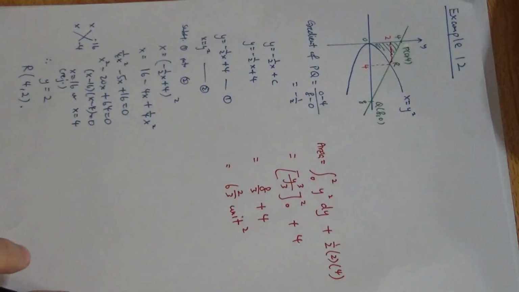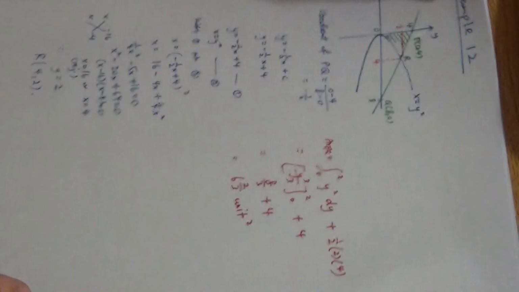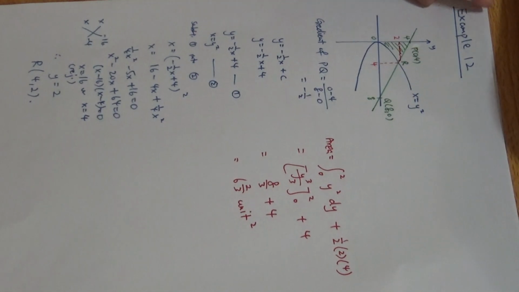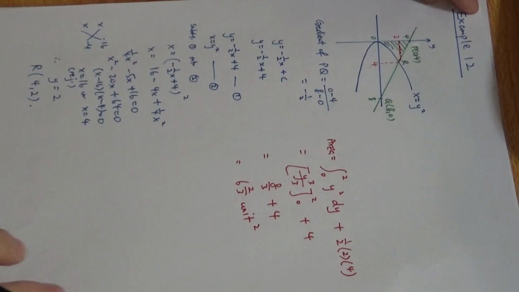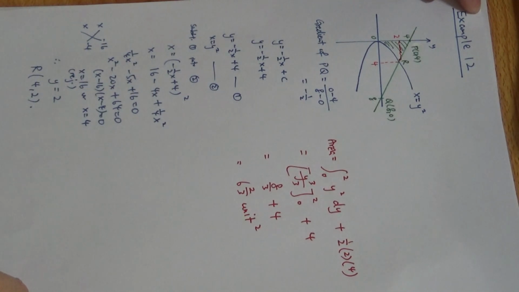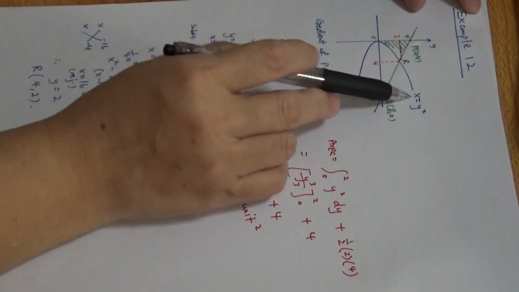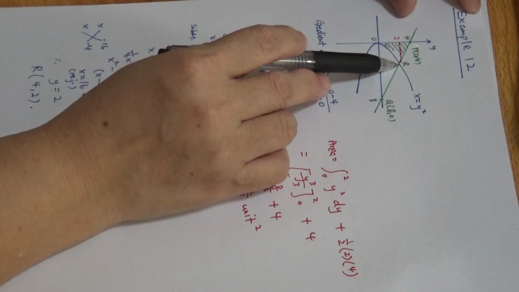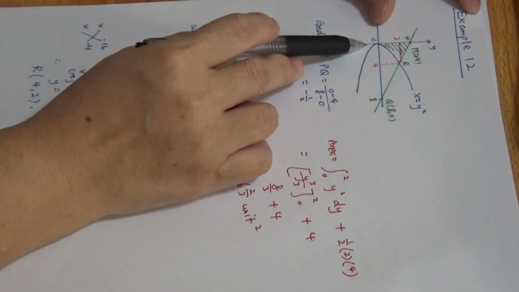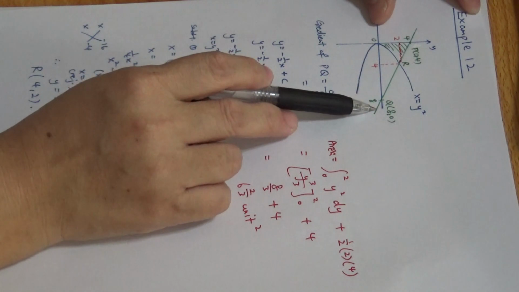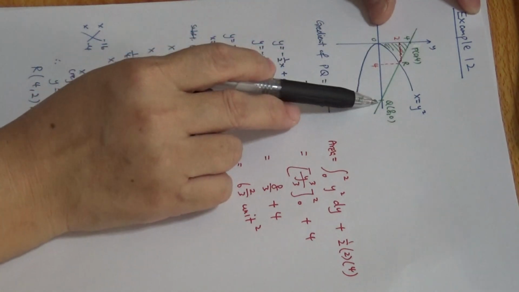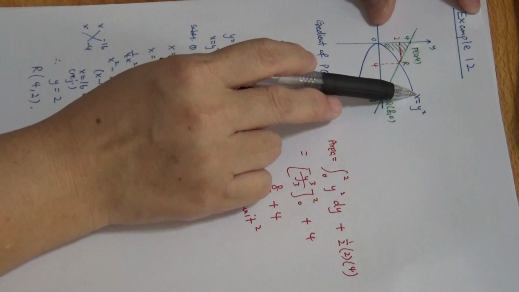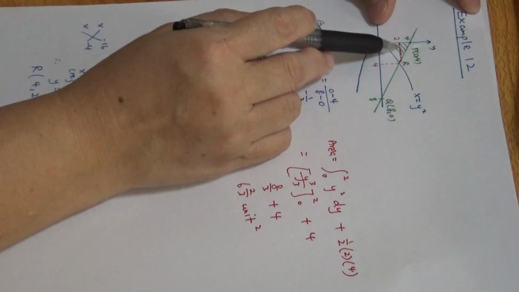Alright, next we go on to example 12, which is the last example in this particular section. Now, they want us to find the line PQ intersects the curve x equals y squared at the point R. Find the area of the region bounded by the y-axis, the line PQ, and the curve x equals y squared. That means they want this shaded region.